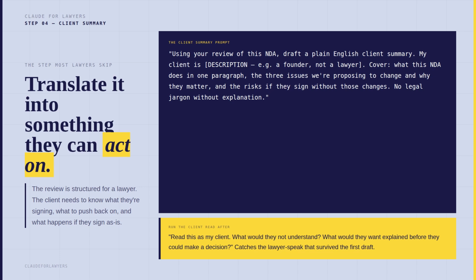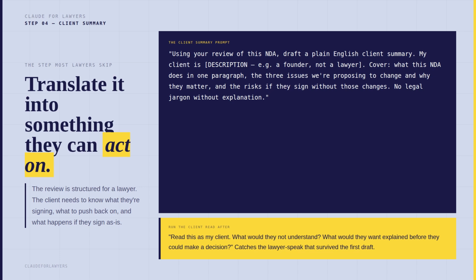The 4-pass review output and the redraft are structured for a lawyer. Your client needs something different. They need to understand what they're signing, what you're proposing to change, and why it matters to them specifically, and what happens if they sign the agreement without those changes. In language they can actually read and act on.